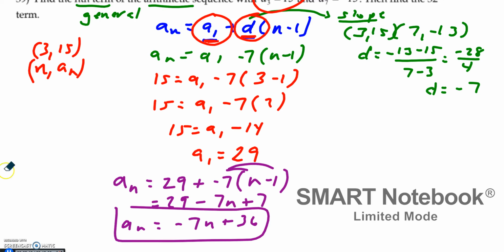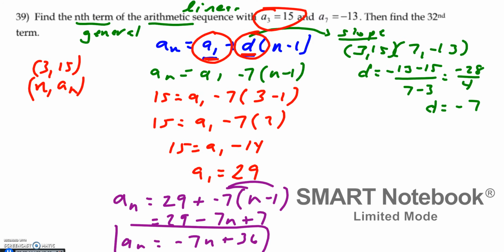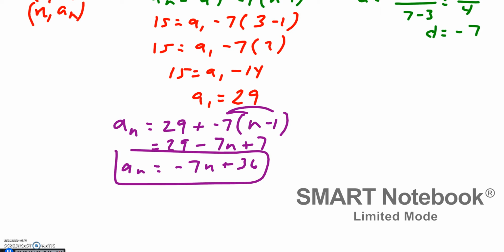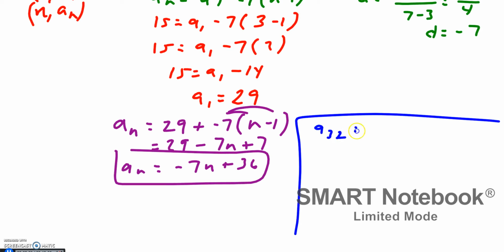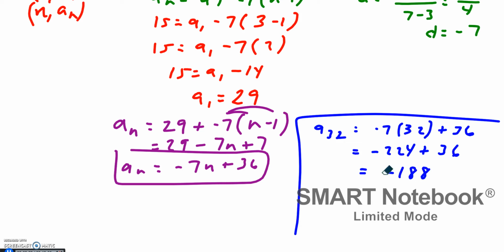So that would be my nth term, or my general equation, but now we would like to use it to find the 32nd term. If my goal is to find a sub 32, all we have to do is plug 32 into my function. So negative 7 times 32 plus 36 is negative 224 plus 36, which gets me a final answer of negative 188.